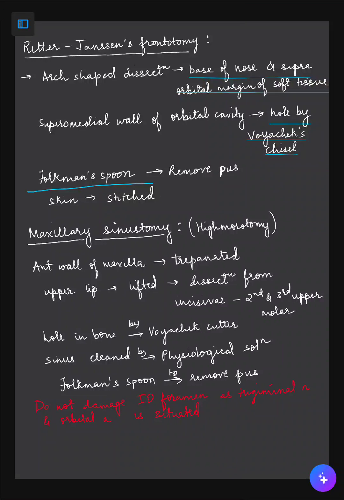Next is maxillary sinusotomy, which is also called highmorotomy. In this, the anterior wall of the maxilla is trepanated. The upper lip is lifted. Dissection from the incisor to the third upper molar is done. A hole in the bone is made by Voyachek's cutter. The sinus is cleared with physiological solution and a Volkmann spoon is used to remove the pus. Now, main thing, do not damage the infraorbital foramen, as the trigeminal nerve and the infraorbital artery are situated there.